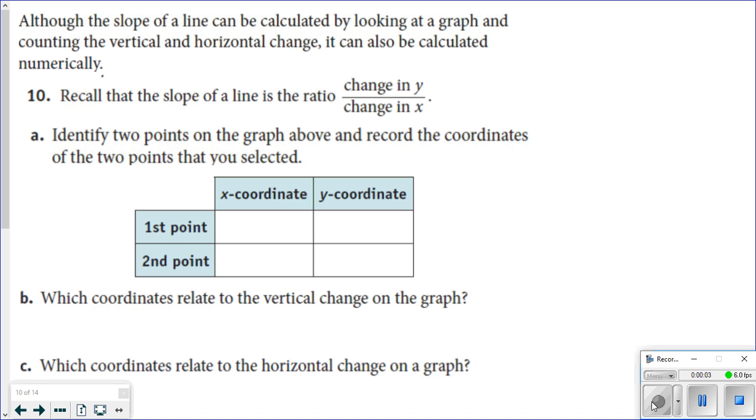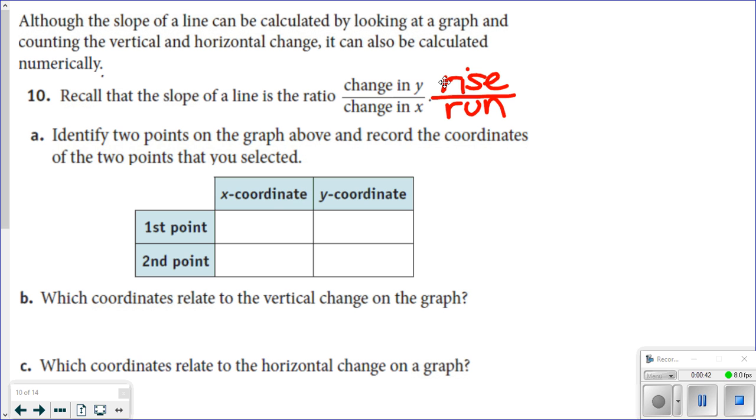We are still in lesson 9-1 on page 126. Although the slope of a line can be calculated by looking at a graph and counting the vertical and horizontal change, we could also calculate the slope numerically. What that means is when we're given 2 points, 2 ordered pairs. Recall that the slope of the line is the ratio of change in y, which we also say is our rise, divided by our change in x, also called our run.